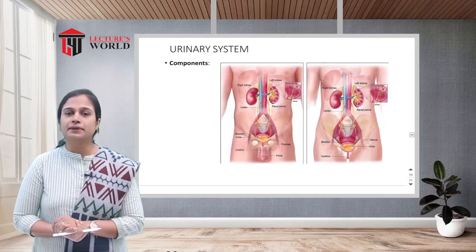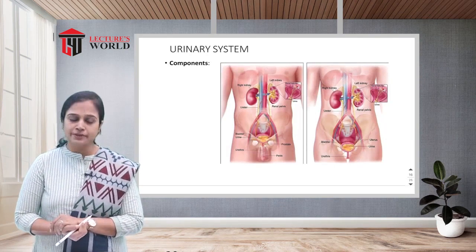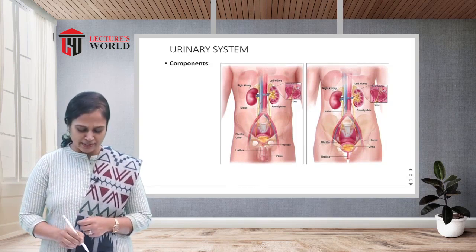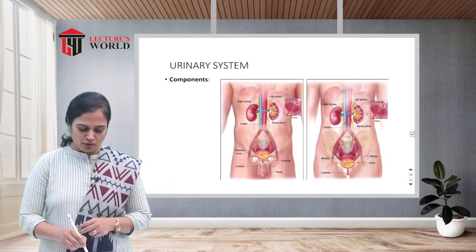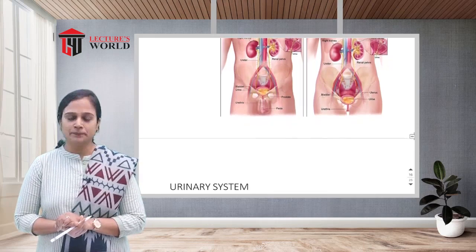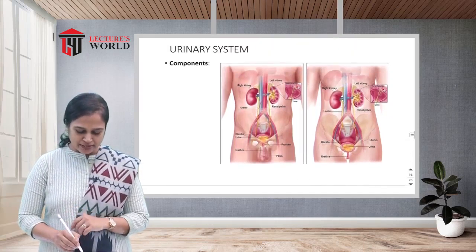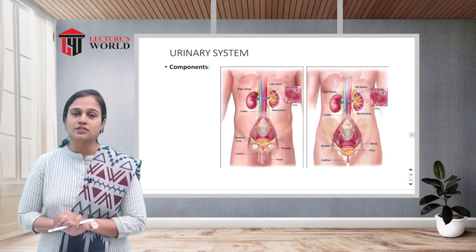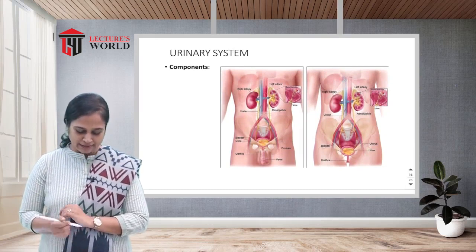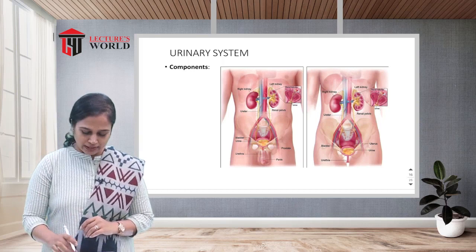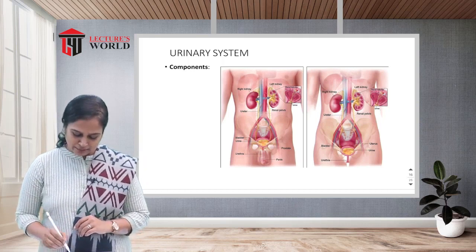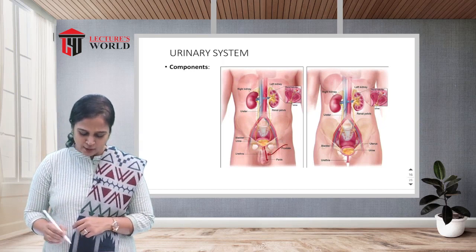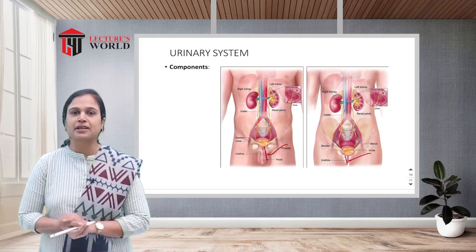Now talking about the urinary system, the components of the urinary system. The organs of the urinary system are the two bean-shaped kidneys, the ureter, the bladder, which carries and stores the urine, and the urethra. Between male and female, there is only one difference: the male urethra is longer, whereas the female urethra is shorter.